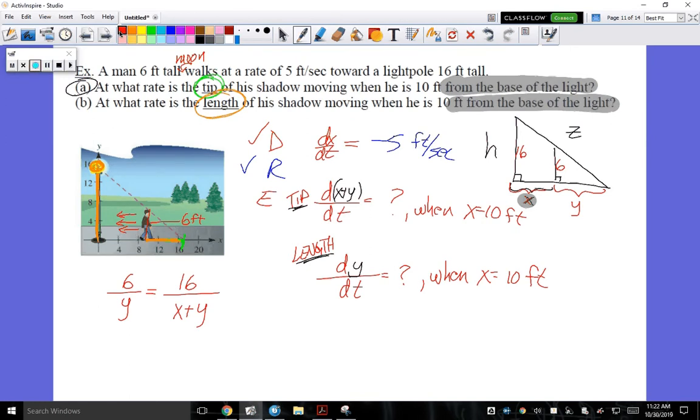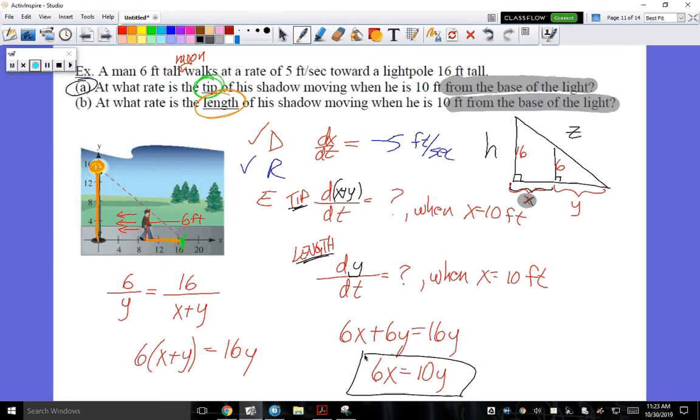Alright, so from here we go. You're going to get 6 times x plus y is equal to 16y, which you could simplify to 6x plus 6y is equal to 16y. All I'm doing is basic algebra right now, which you can simplify to 6x is equal to 10y. Guys, believe it or not, your equation is that right there. Okay? Which is weird. But this is the proportion that x is related with y.